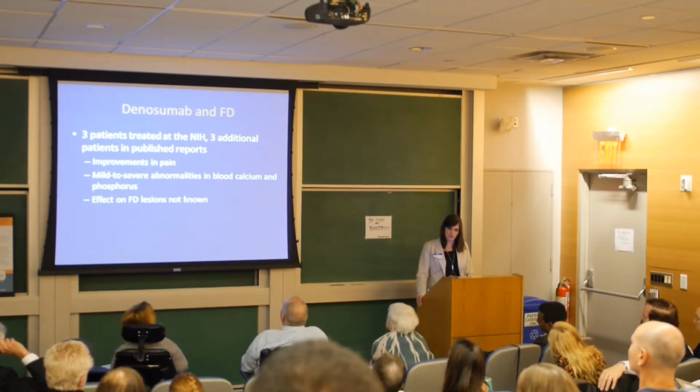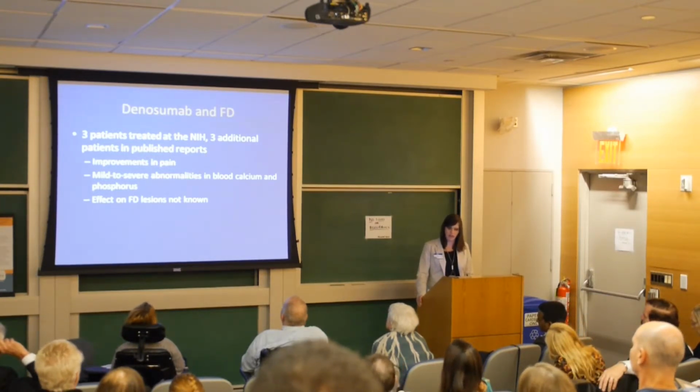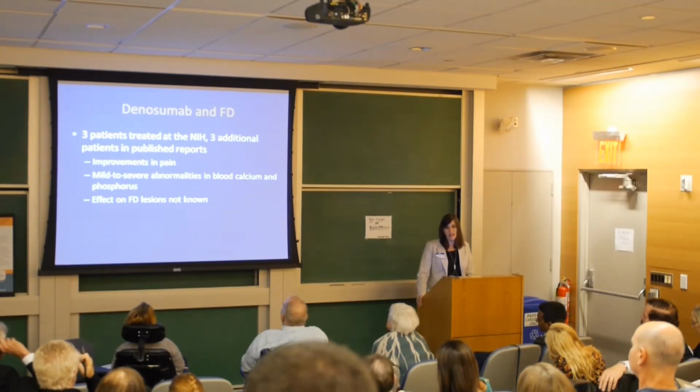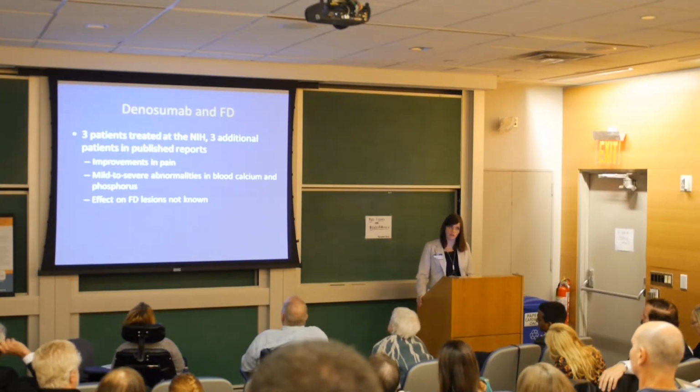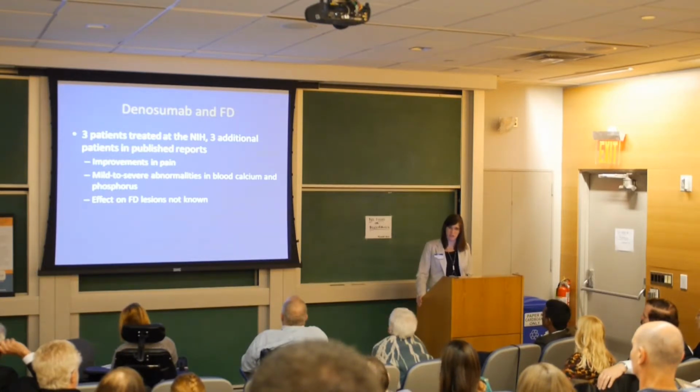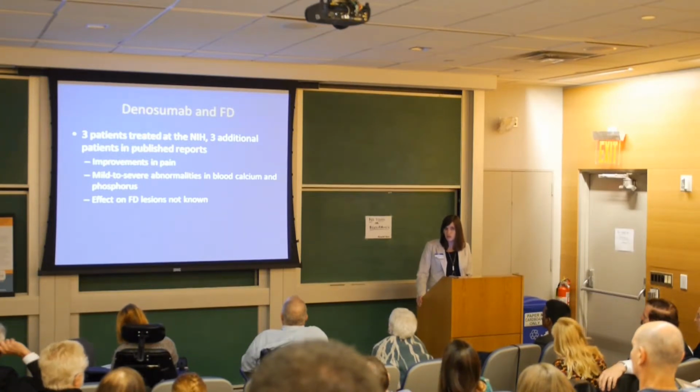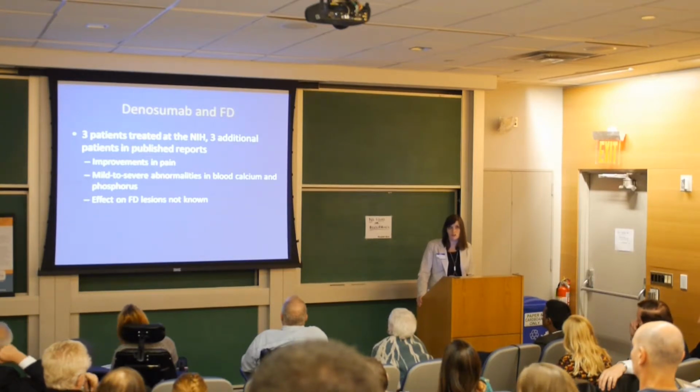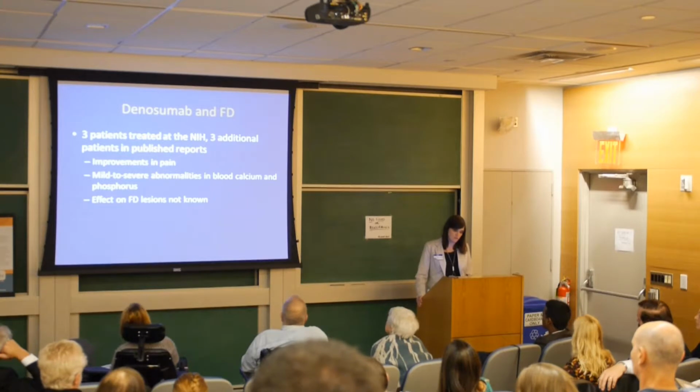One concerning thing was that we saw mild to severe abnormalities in blood calcium and phosphorus levels in several of the patients. That has also been reported in patients with osteoporosis and bone tumors and all the other diseases that have been published with denosumab. But we're already seeing it in FD in only 6 patients. So what that suggests is patients with FD may be more vulnerable to calcium and phosphorus abnormalities when using this medication, which means we need to really be careful and figure out what is a safe way to give it.